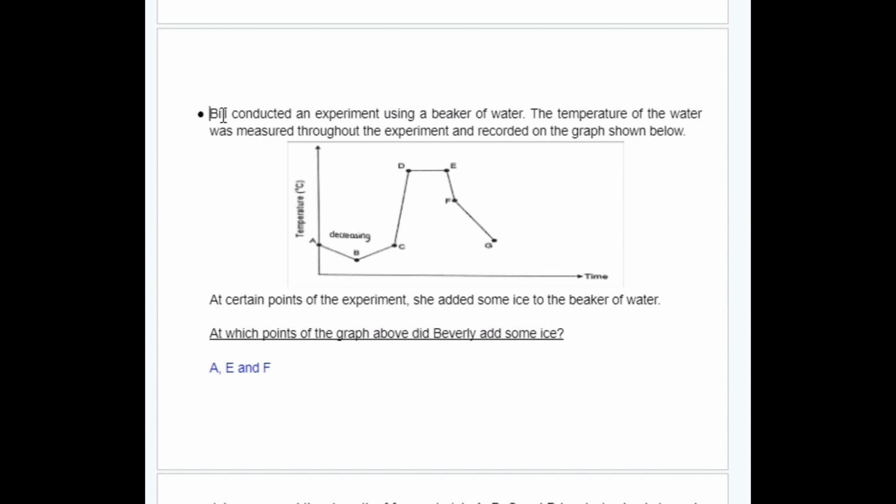Bill conducted an experiment using a beaker of water. The temperature of the water was measured throughout the experiment and recorded on the graph shown below. At certain points of the experiment, she added some ice to the beaker of water. At which points of the graph above did Beverly add some ice? A, E, and F.